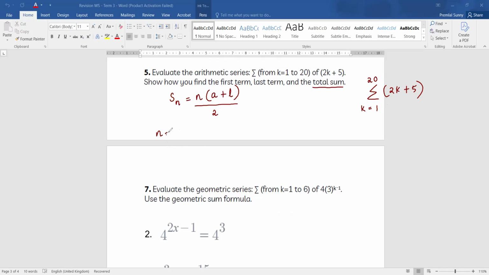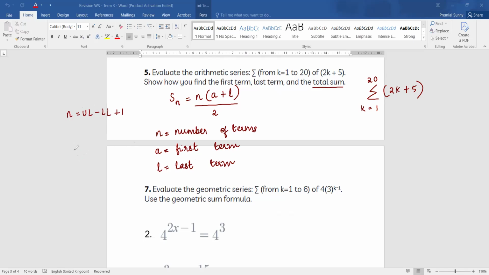where n is the number of terms, a is the first term, and l is the last term. Now we have a formula to find out what n is. n is upper limit minus lower limit plus 1.